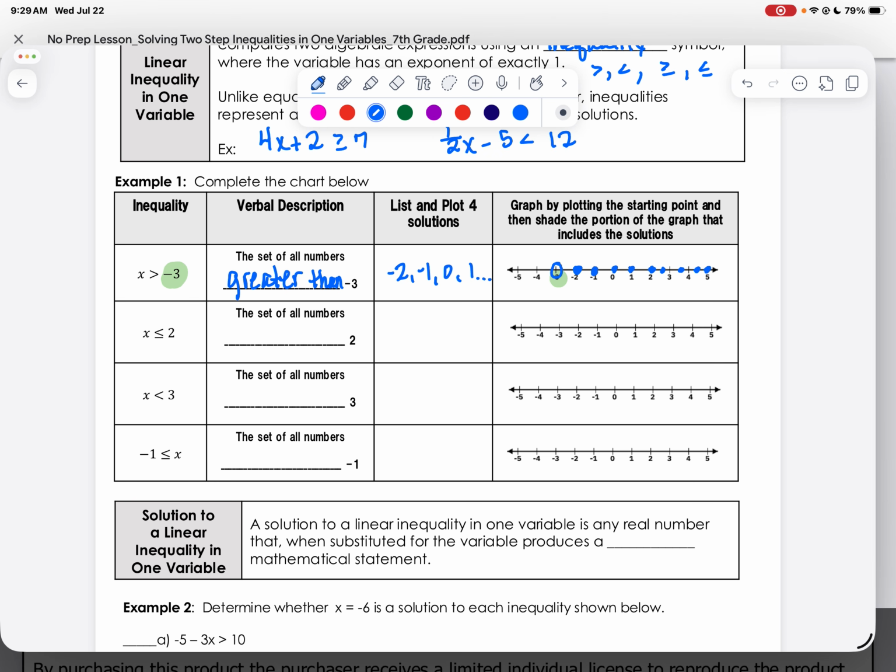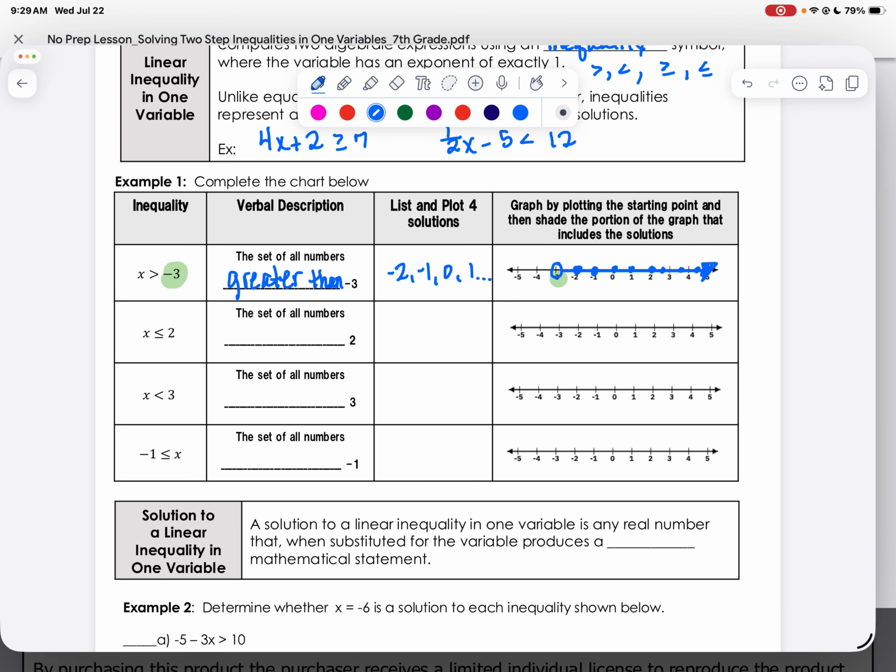Then the last thing you do is you shade the portion of the number line where the solutions are. So I'll shade in here, and then I'm going to draw an arrow to indicate that my solutions keep going to infinity.